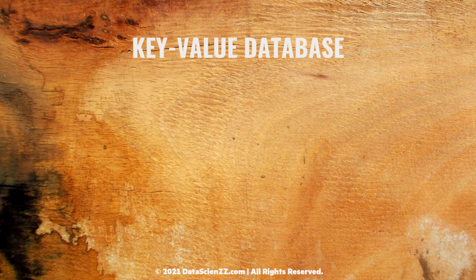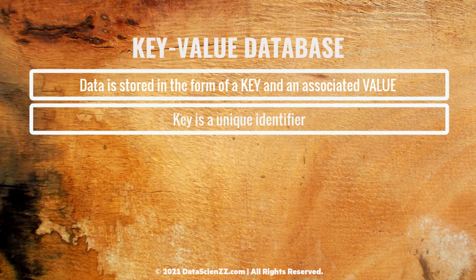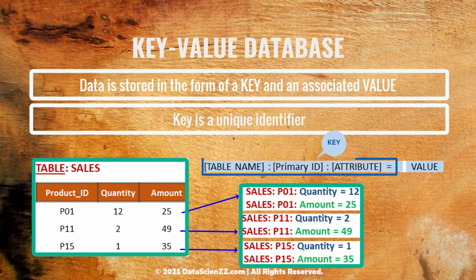Let's talk about the key-value database. To put it simply, here data is stored in the form of a key and an associated value against it. A key is a unique identifier. As an example, consider a simple dataset. If we store that in a key-value database, it will look as shown here. Amazon DynamoDB is a key-value database.